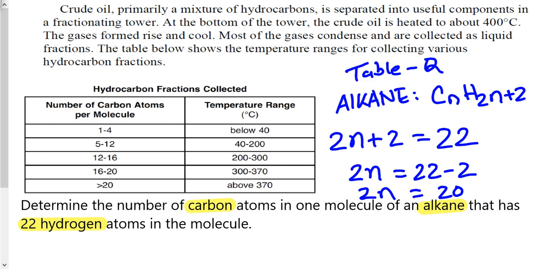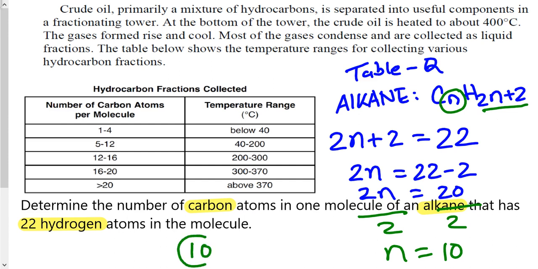So we can figure out 2n equals 20. If we solve for n, we have to divide both sides by 2, and we'll get n equals 10. And that is the number of carbon. So if we have 22 hydrogens, if 2n+2 adds up to 22, then the total number of carbon that we are going to have in the alkane is 10. And that's your final answer.